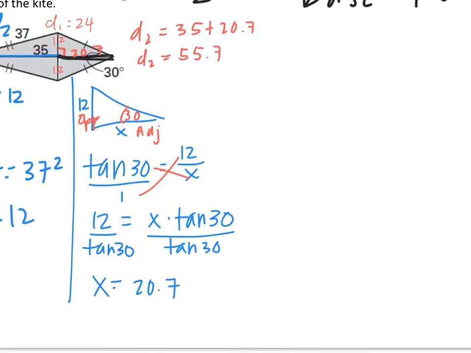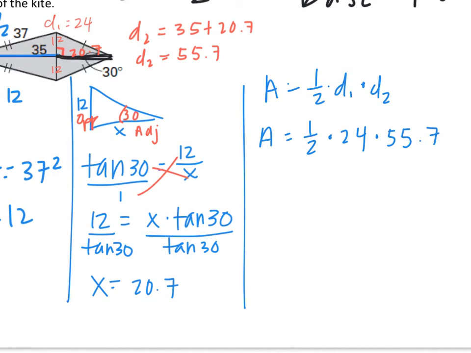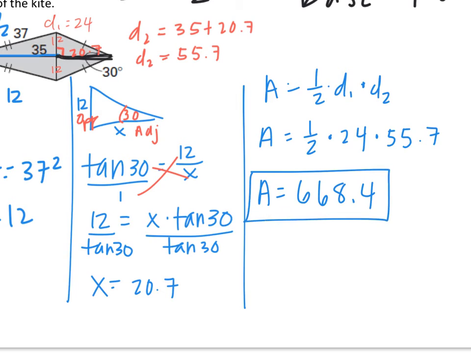All right, so now to do the area. We said area is 1/2 times diagonal 1 times diagonal 2. So we've got 1/2 times the first diagonal is 24, and the second diagonal we just said is 55.7. Multiply those all together, and we get 668.4. All right, there is our second video.